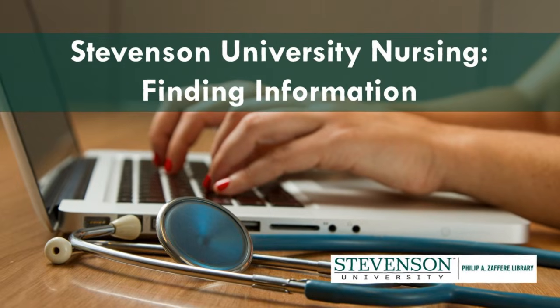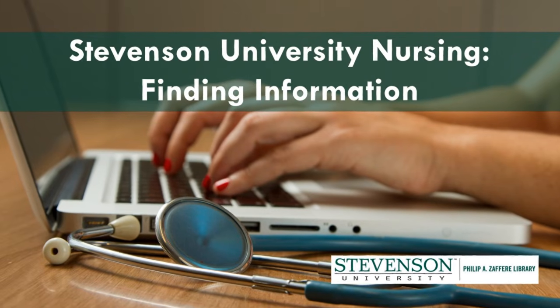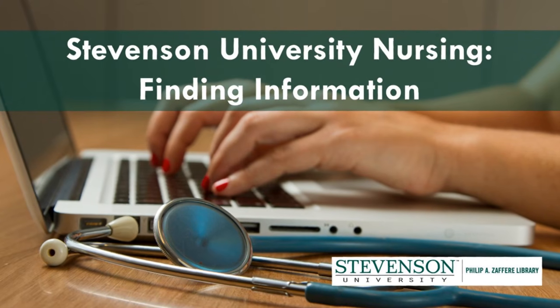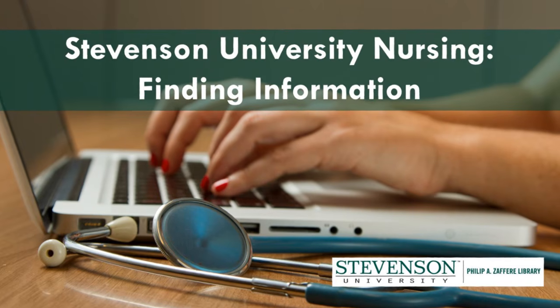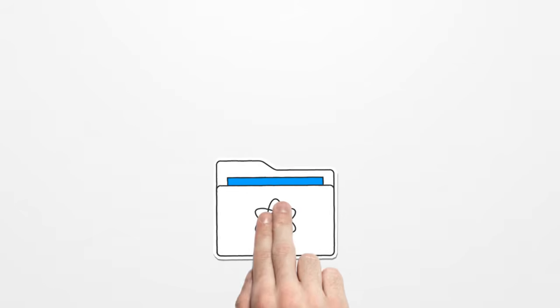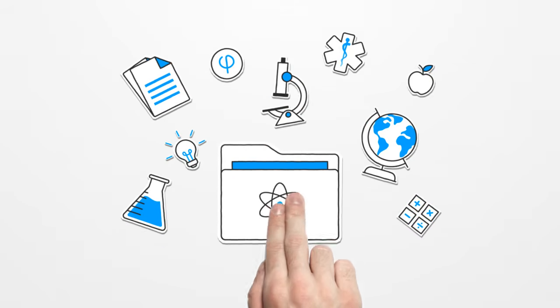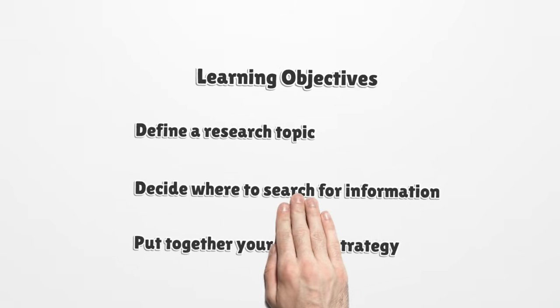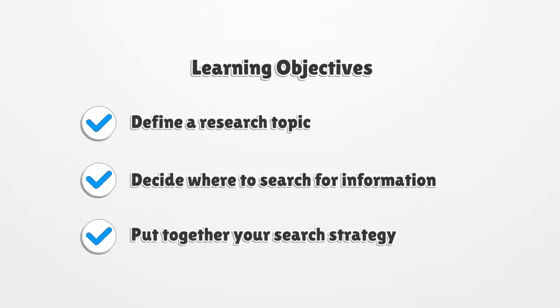Welcome to the Stevenson University Library Nursing tutorial on finding information. Research is an important part of gathering and sharing accurate information, both academically and professionally. This tutorial will give an overview of the research and the kinds of resources you'll find. By the end of this tutorial, you'll be able to define a research topic, decide where to search for information, and put together your search strategy.